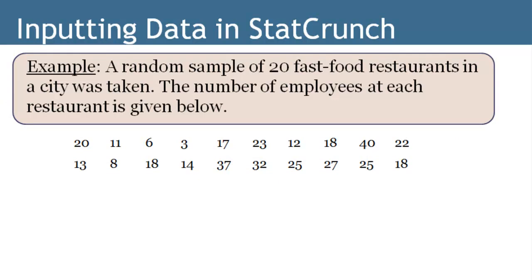Okay, I want to do a little example on how to input data into StatCrunch. Seems like it would be kind of obvious, but there are some tricks that help things work a little better. So let's look at this example. We have a random sample of 20 fast food restaurants in a city, and we have the number of employees at each restaurant below here.